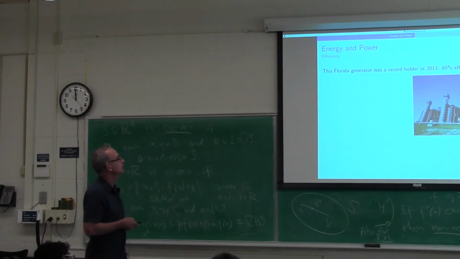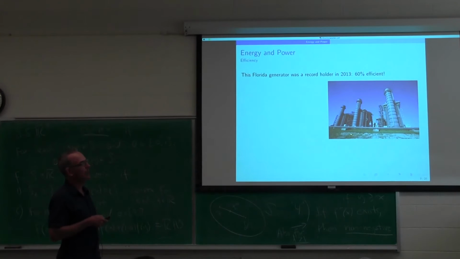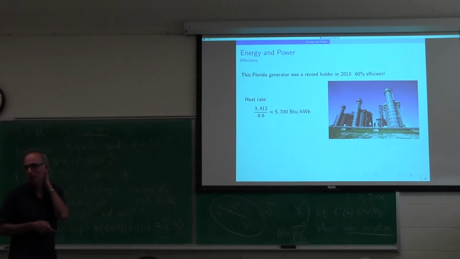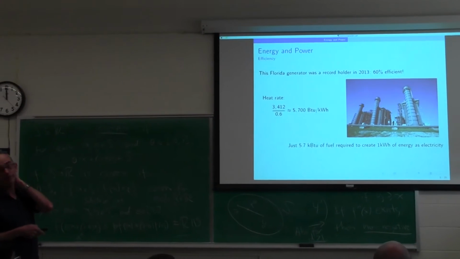That's one of them. But the new generators are like 60% efficient. And this is a beauty. Florida has the most expensive but most efficient generators in the country. This is a new one, which is 60% efficient. So its heat rate is this magic number, the ideal divided by 0.6: 5,700 BTUs per kilowatt hour. It just takes this much fuel. Instead of 10,000, it takes 5.7 thousand BTUs to create a kilowatt hour of energy.